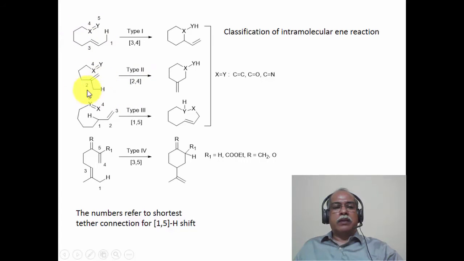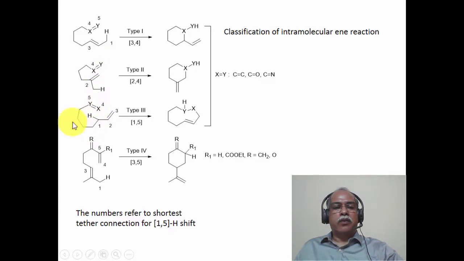On the other hand, if you look at this molecule here, the tethering group is connected to the second position of the ene component and the fourth position of the enophile. So it is called a 2,4 type. This is type 2. This is called a 3,4 type because it is type 1, in which the tether groups are attached to the third carbon and the fourth atom of the ene and the enophile respectively.